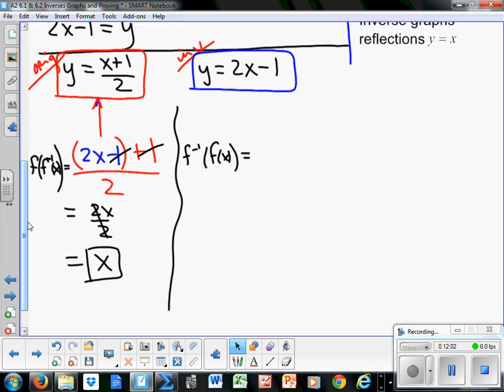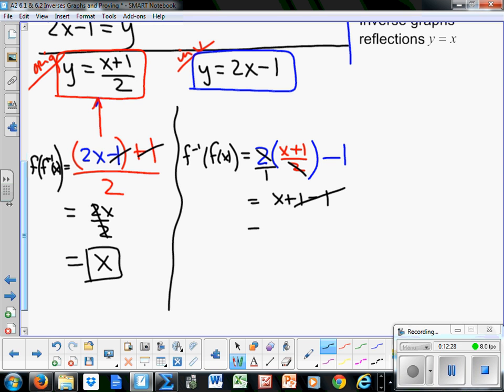Okay, so I'm going to take the blue one now and say 2 times something minus 1. Well, what's the something? The red one. So I'm putting one inside of the other, replacing x. Don't write times x, I'm replacing x. So 2 over 1 and the 2's divide out, leaving x plus 1 minus 1, which is x.